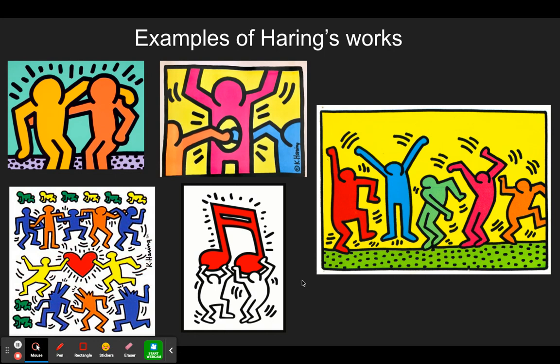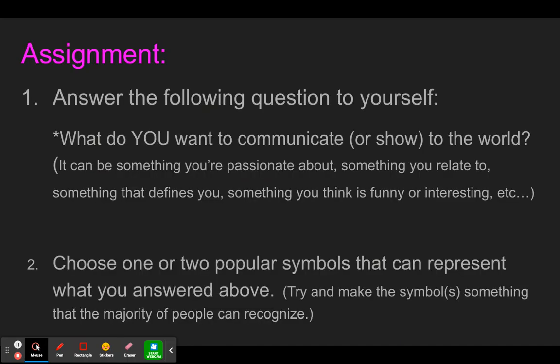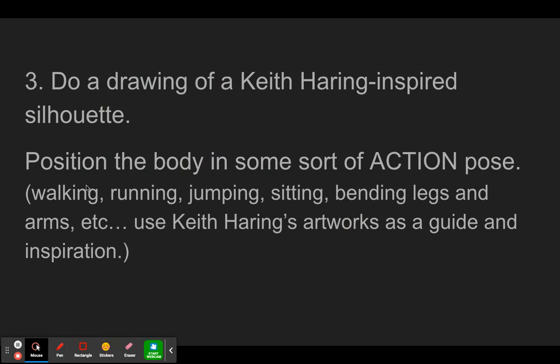You want your characters or your silhouettes here to be moving. You don't just want them to be standing still, because you can see none of Keith Haring's little silhouettes here are standing still at all. They look like they're dancing, or this one kind of looks like he's flossing. They look like they're jumping up in the air, or they're kicking things. So you want your Keith Haring character to have some movement to it. And it says right here, position the body in some sort of action pose.